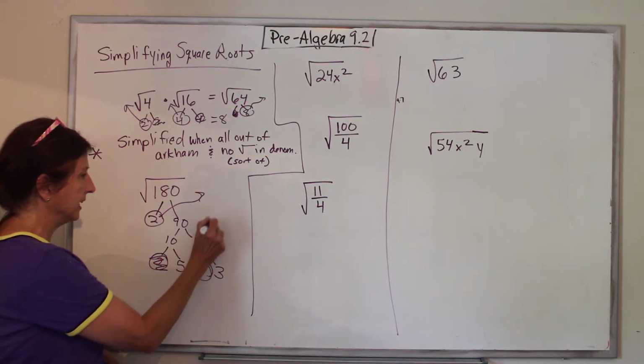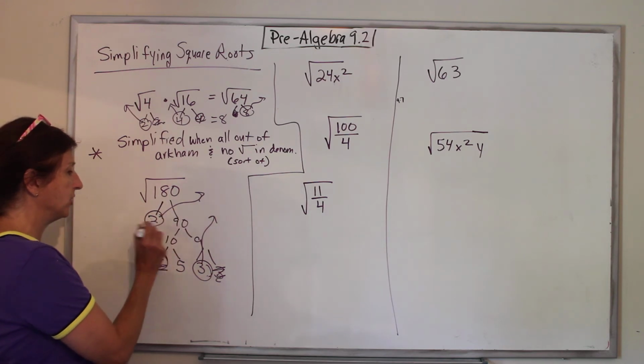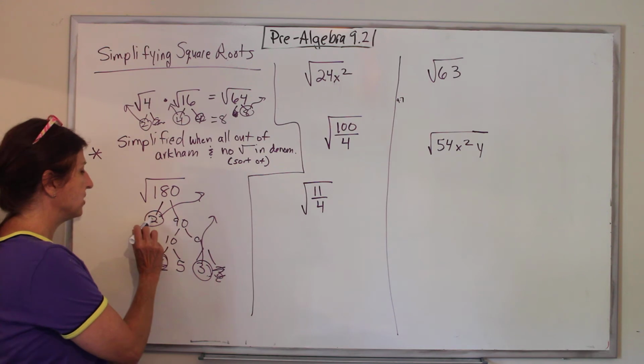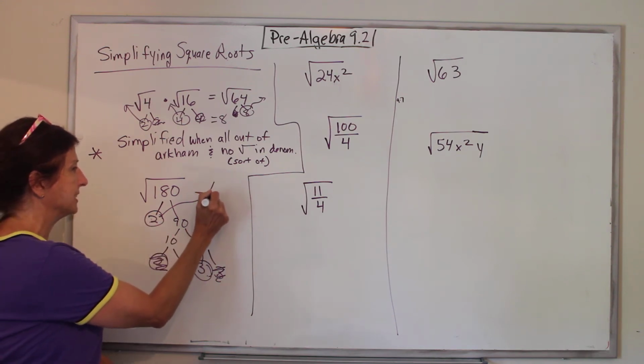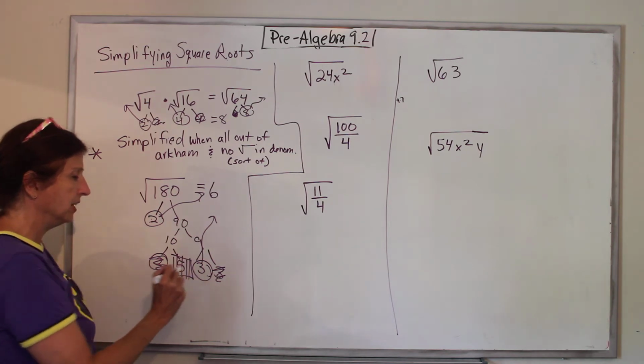So this one's going to get out, this one dies. So on the outside I have 2, and remember you multiply them back together, so they're on the outside. So I have 2 times 3, which is 6, but this 5 is still in jail.